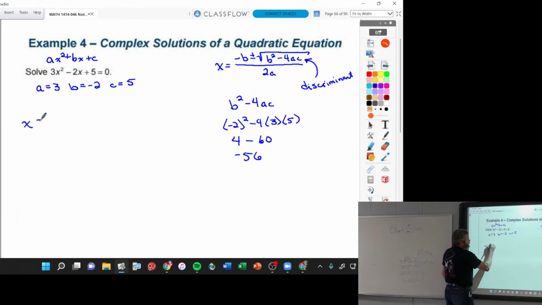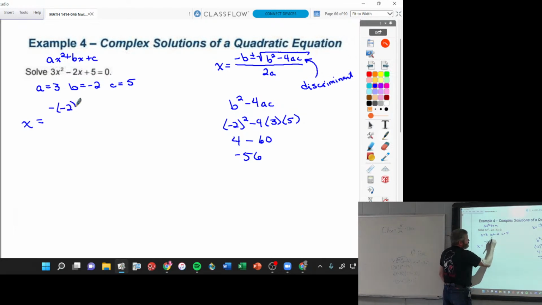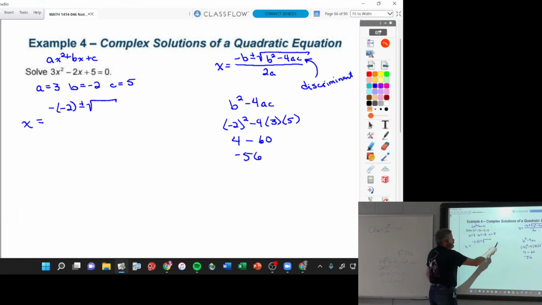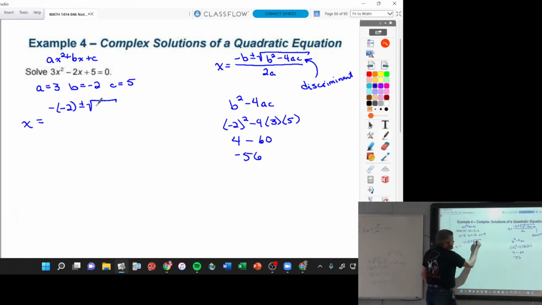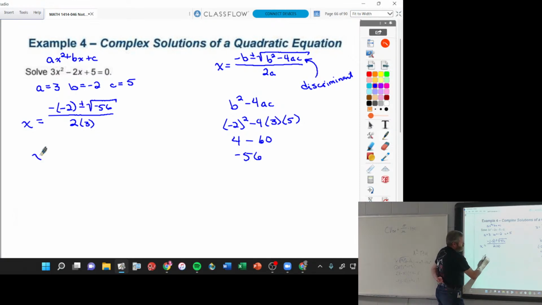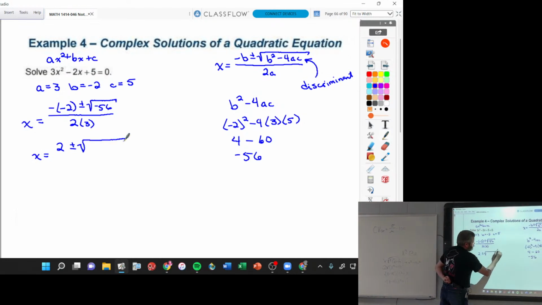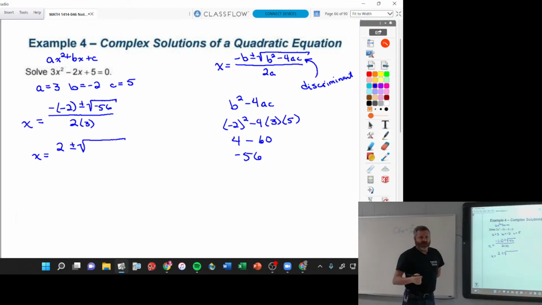So start working this out over here. X is equal to negative b, negative 2, plus or minus the square root of, well, I already know that b squared minus 4ac is negative 56, all over 2a, 2 times 3. And we start to clean this up. Negative negative 2 would be 2, plus or minus the square root of this negative 56.